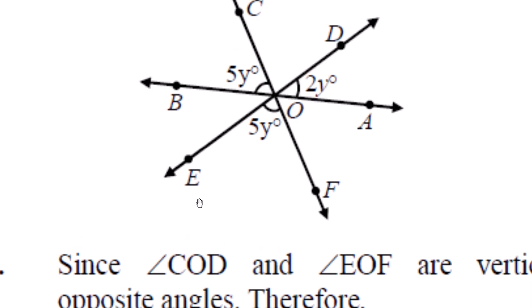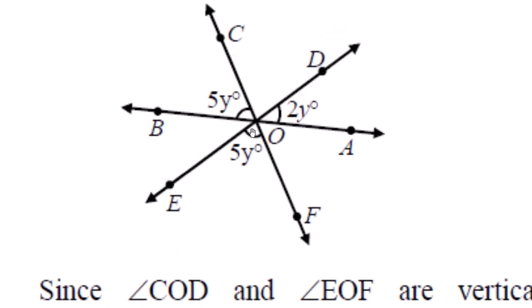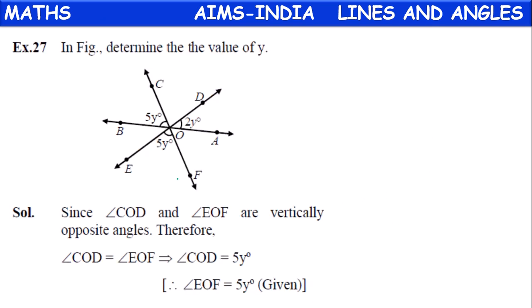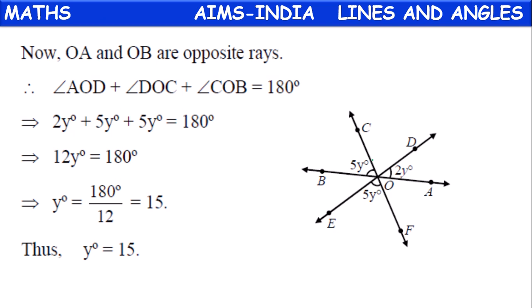So here COD and EOF are vertically opposite angles. If this is 5y degrees, the vertically opposite angle also will be equal to 5y degrees. So EOF equals COD. So COD equals 5y degrees because EOF equals 5y degrees. That is one conclusion.